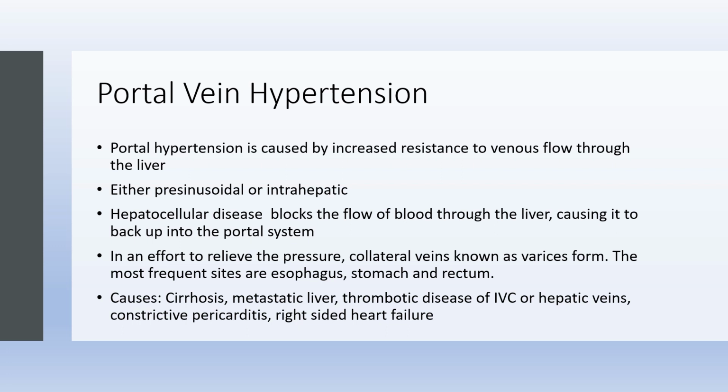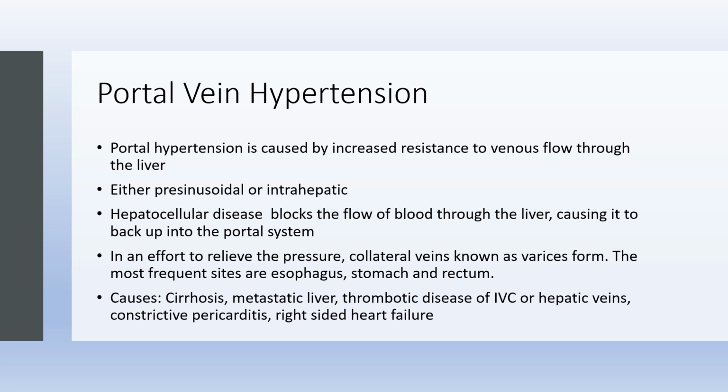Causes for portal vein hypertension. Any diffuse disease that leads to cirrhosis will cause portal vein hypertension. In addition to that, metastatic liver disease can cause it, as can IVC or hepatic disease. So if we have blockage of the IVC or blockage of the hepatic veins, it's going to cause portal vein hypertension as well. Constrictive pericarditis.